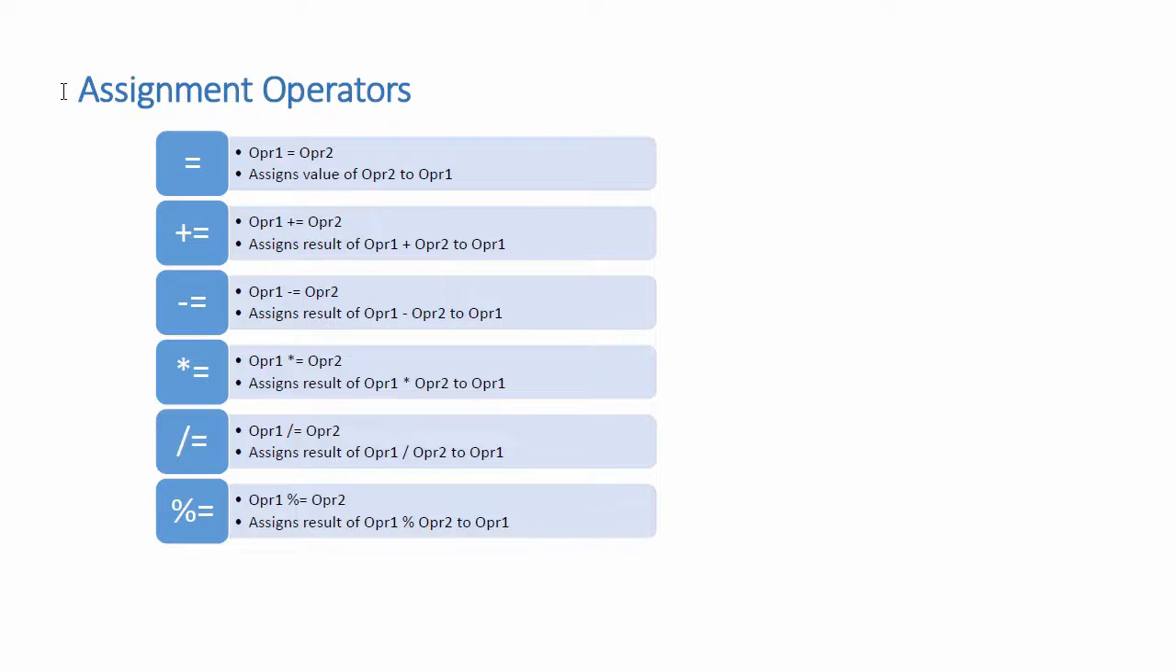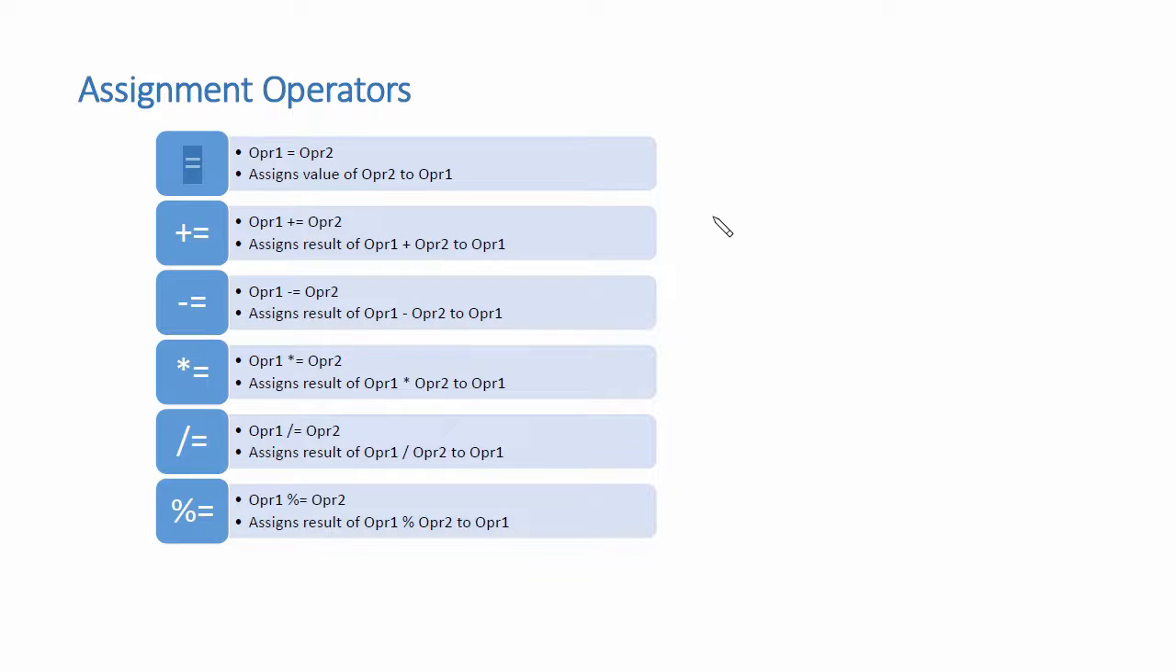Hi. Last group of operators we will see is assignment operators. These are also binary operators, which means these work on two operands. The first one, equal sign: OPR1 equals OPR2 means assign the value of OPR2 to OPR1. We have already seen this operator.